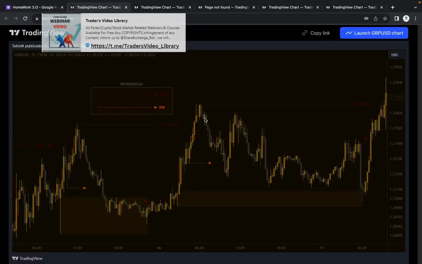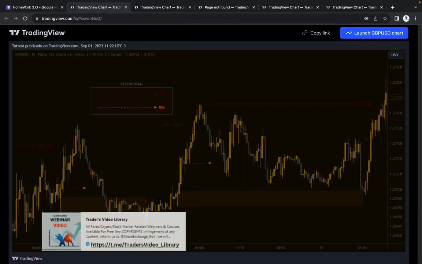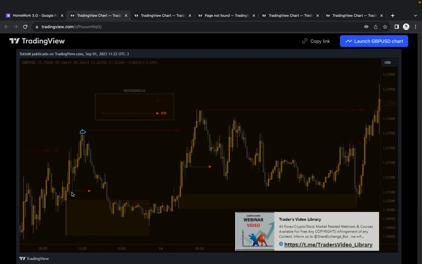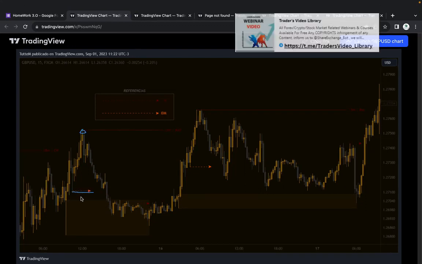Okay, now let's see. All right, chalk and inducement marking here. This is a higher time frame, higher high. First pullback is taken out. This one is called inducement.